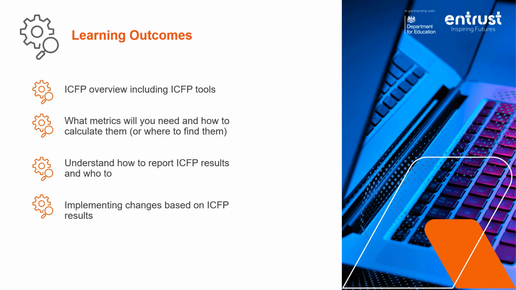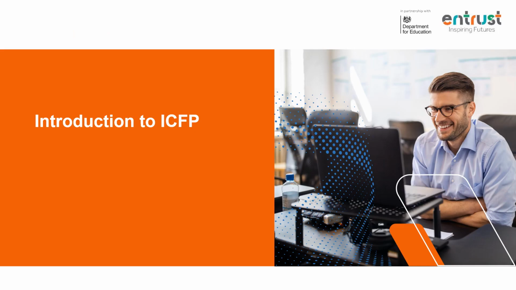Let's have a look at our learning outcomes. We are going to start by having an overview of ICFP and look at some of the tools that the DfE has available for schools. We will then move on to the metrics and looking at how to calculate them. As you'll see throughout this session, calculating the metrics is only the first step. We then need to analyse them and understand how to report them. Finally, we will look at implementing changes based on ICFP, and I will provide further guidance on the other resources available to you. We're going to start with a quick introduction to ICFP.